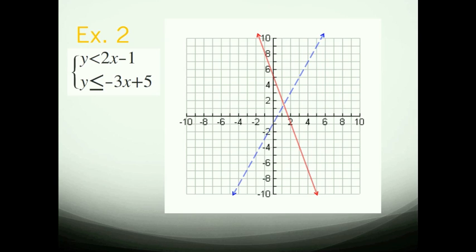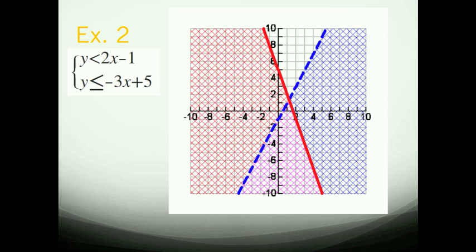Let's go ahead and run through a couple more. Here for example 2, we have a system y is less than 2x minus 1 and y is less than or equal to negative 3x plus 5. Notice the difference in the lines. Y is less than 2x minus 1, we get a dashed line, that's the blue one. Y is less than or equal to negative 3x plus 5 gets a solid line, that's the red one. And then you can see how they're shaded here. The red is shaded below, the blue is shaded below. And then you can see this area here, the pink area, is the common solutions. Any point in the pink area is a solution for both of the inequalities. So that is the solution to the system.